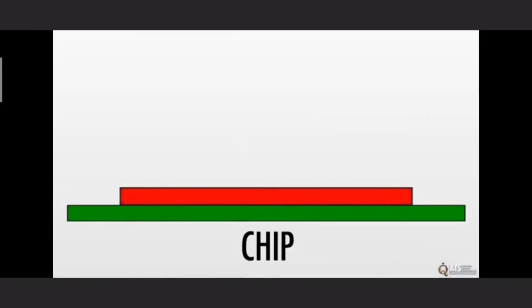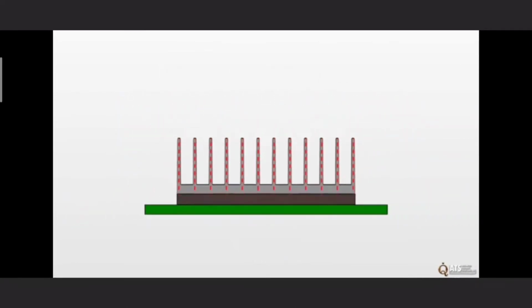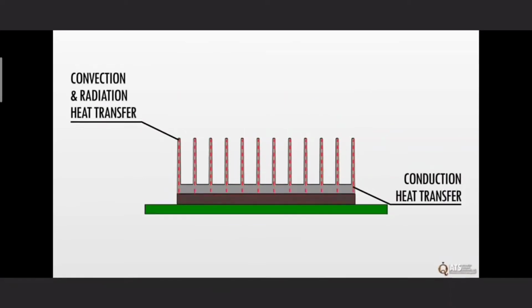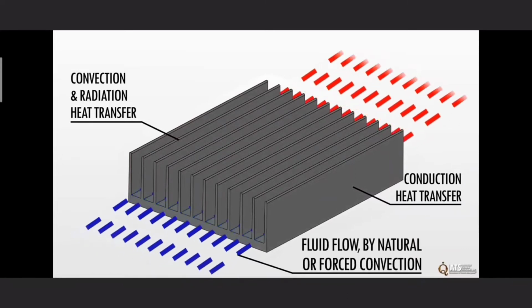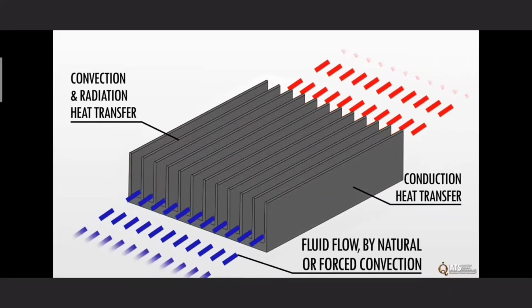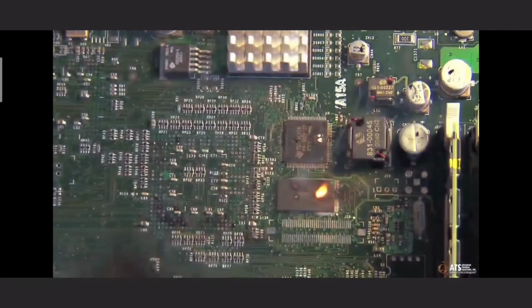When a chip heats up from use, a heatsink removes and disperses the heat to keep the chip at a proper operational temperature. The mechanism of transport is by conduction, convection, and radiation. The heat comes into the fins, and then the flow takes it away by change of enthalpy across the surface. Without the use of a heatsink, the chip could overheat, which could destroy the entire system.